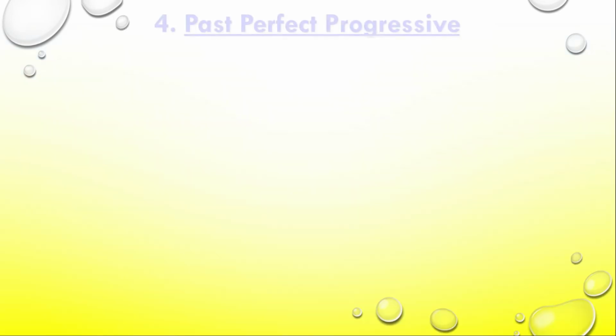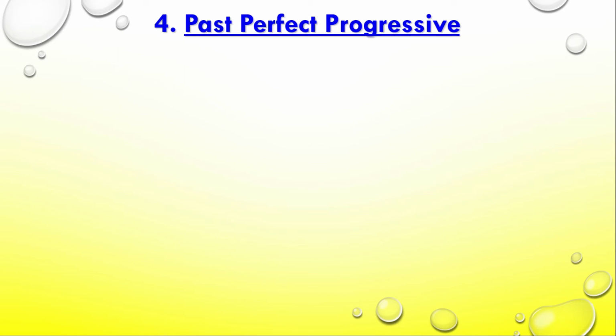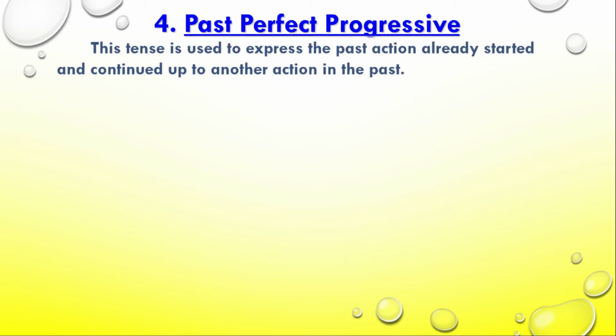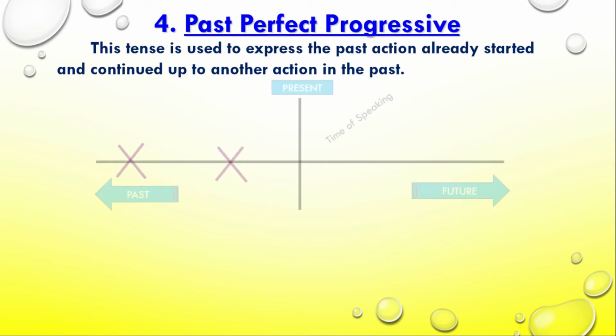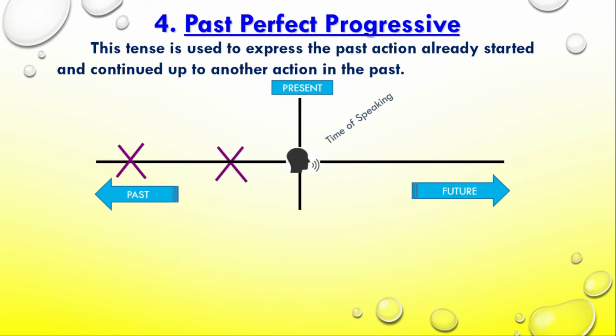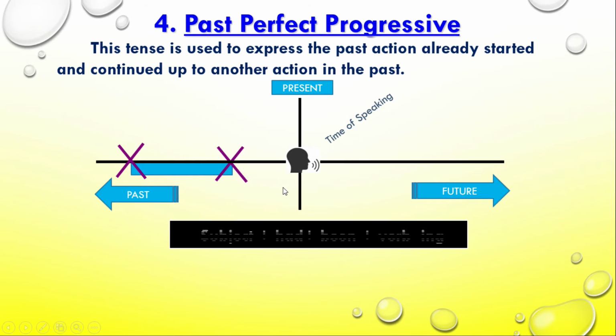The fourth past tense is past perfect progressive. It's also called past perfect continuous tense. This tense is used to express a past action that already started and continued up to another action in the past. Have a look at this diagram. The action started in the past and had been going on for a duration up to another action in the past. This is the time of speaking. The form of this tense is subject plus had plus been plus the ing form of the verb.